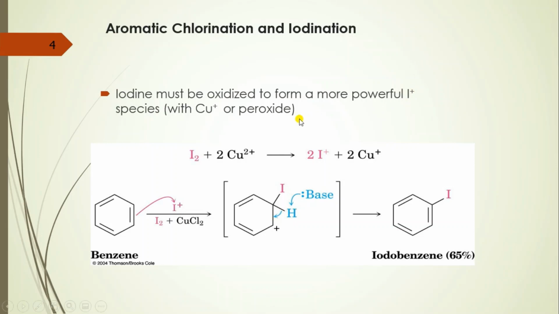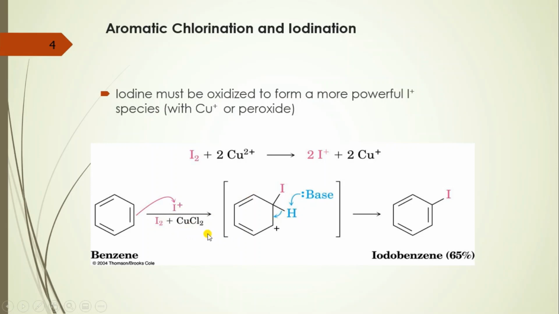On that slide number 28, you can see that first of all, an oxidizing agent is used. For instance, you can use copper +2 as an oxidizing agent, or you can try any other oxidizing agent like peroxide, resulting in the I plus formation. Once this I plus is produced as a powerful electrophile, then the rest of the mechanism is the same.